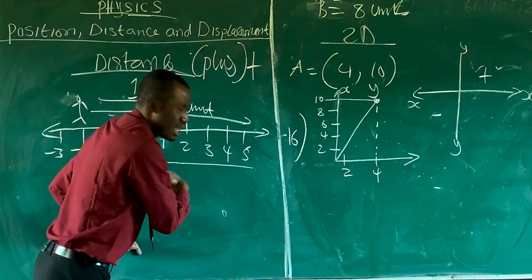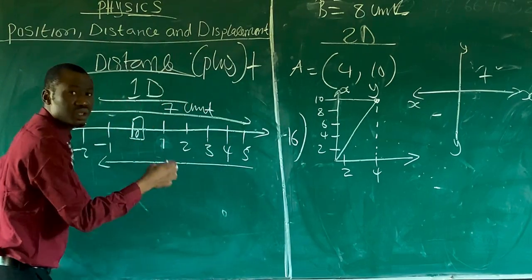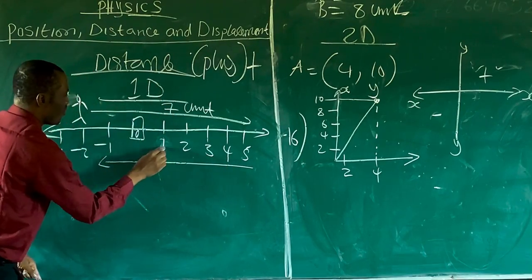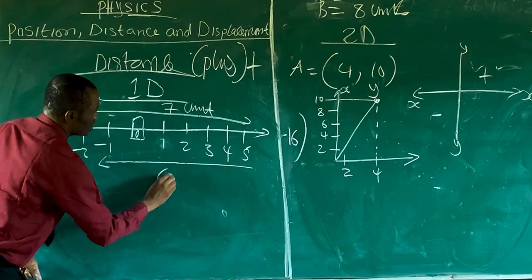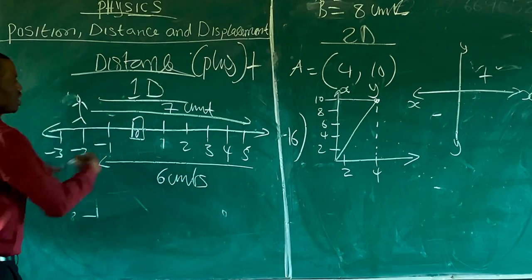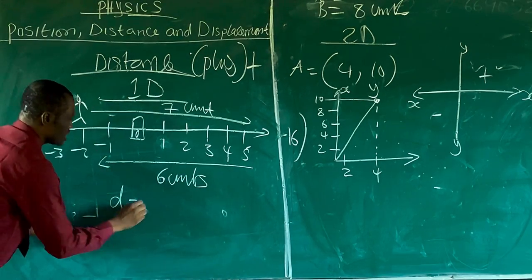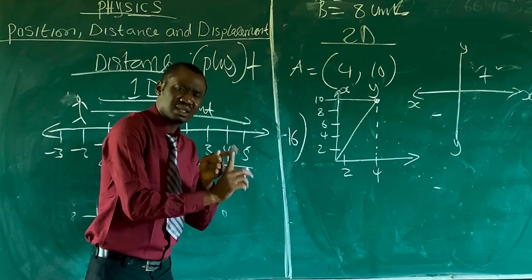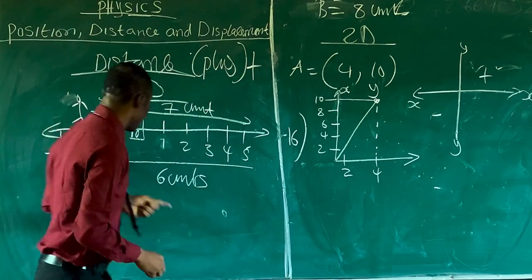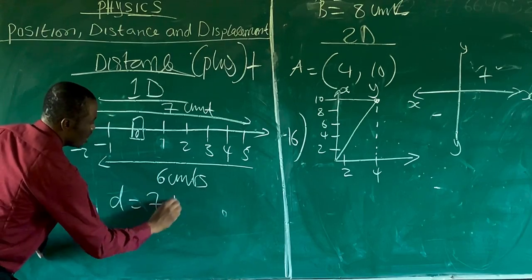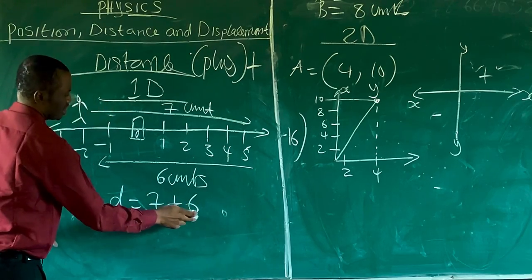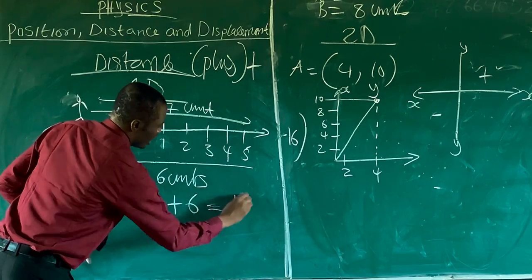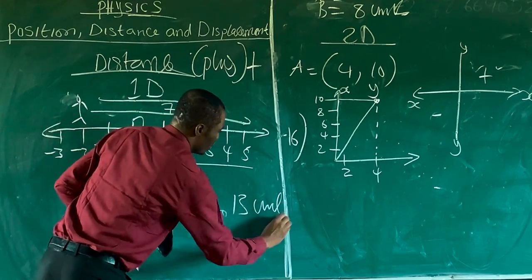Now we're going to the other side. As we go to the other side, you count the units that are there. Now we have 1, 2, 3, 4, 5, 6. This guy moves 6 units to the left. Now distance is simply the addition of the two. Then we have 7 plus 6. Of course, 10, and 3 is 13. So what we should have is 13 units.